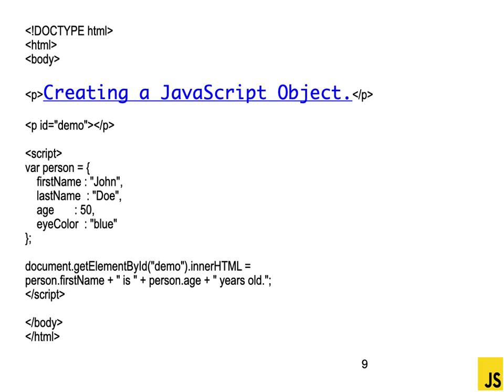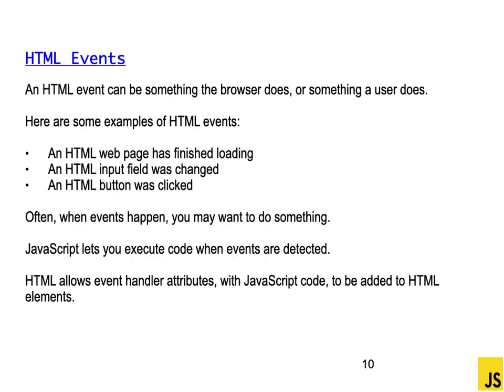Now we will see HTML events. Event handling is a very important concept. An HTML event can be something the browser does or something a user does. Suppose after 50 seconds you need to perform something, you need to get a new display of your browser or web page, or you are clicking on a particular registration button, that is from the user side.